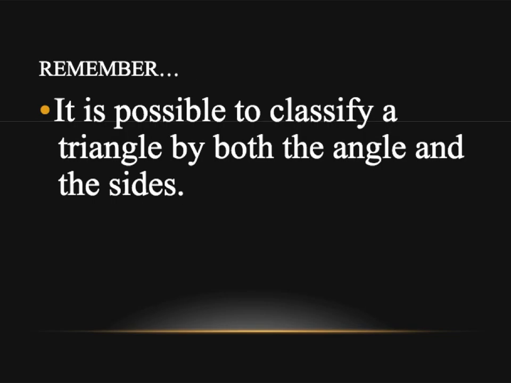Okay, so it is very, very important for you to remember that it is possible to classify a triangle by both the angle and the side. So yesterday we learned how to identify by the angle. Remember, that was a right triangle, an obtuse triangle, and an acute triangle. Today we're also going to learn 3 different triangle names: isosceles, scalene, and equilateral. But the most important part for you to remember is that you can identify the triangles by both of the names. So it is possible for you to have an equilateral acute triangle. You'll see what I mean.